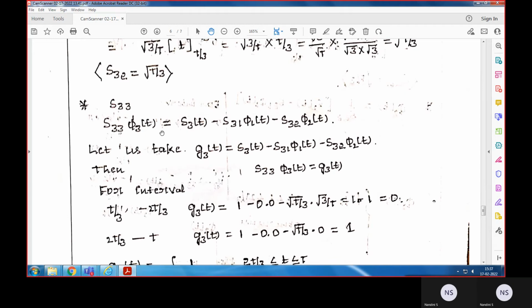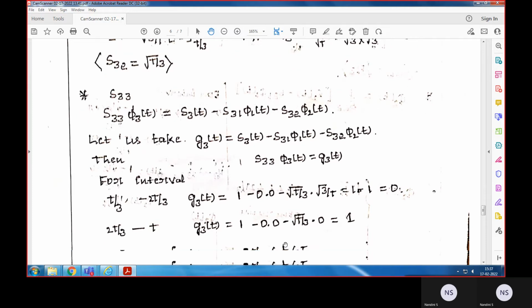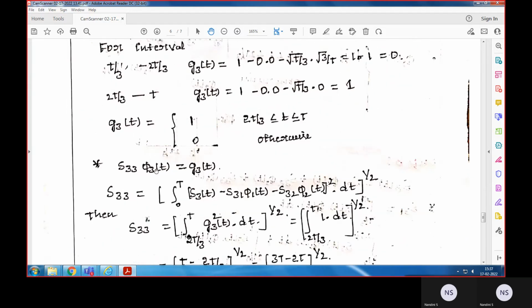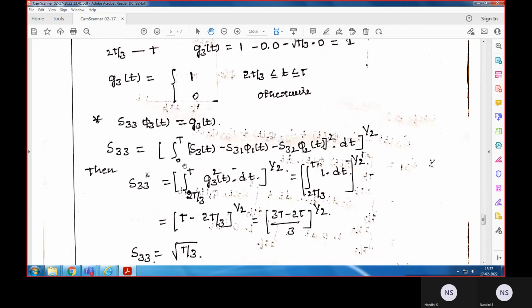So for this equation, we have taken this quantity as G3 of t. So now S33 into phi 3 of t is G3 of t. For the calculation of S33, the formula can be written as the integration from 0 to t of S3 of t minus S31 into phi 1 of t minus S32 into phi 2 of t, whole square, dt. So this value is equal to G3 of t.